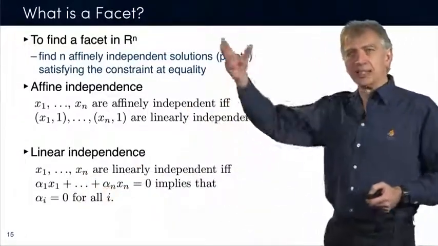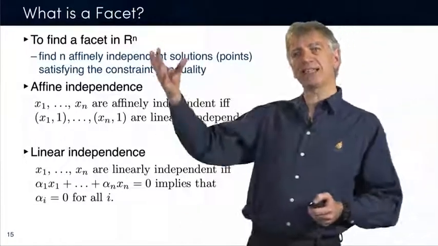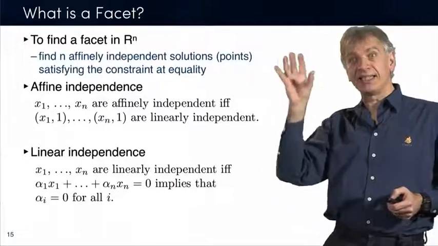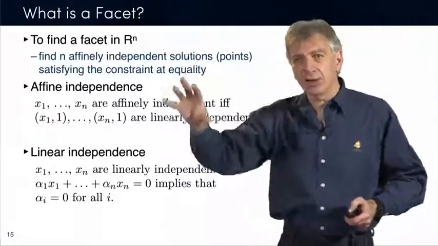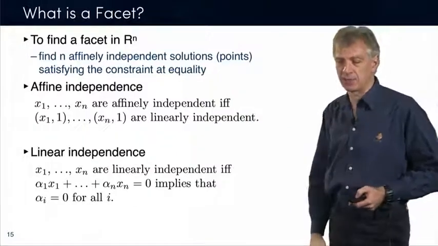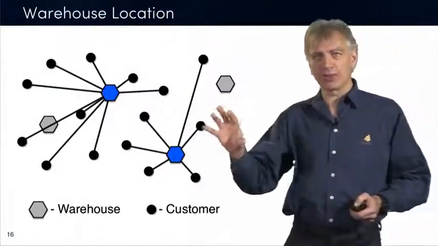So in a sense, showing that some inequality is a facet is basically going to be trying to find these points and showing that they are affinely independent. Okay? So let's look at a particular example that we saw before.